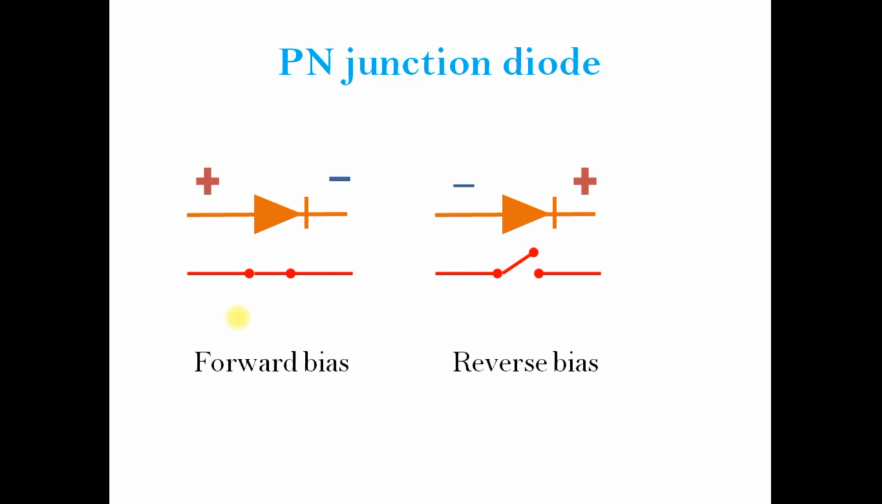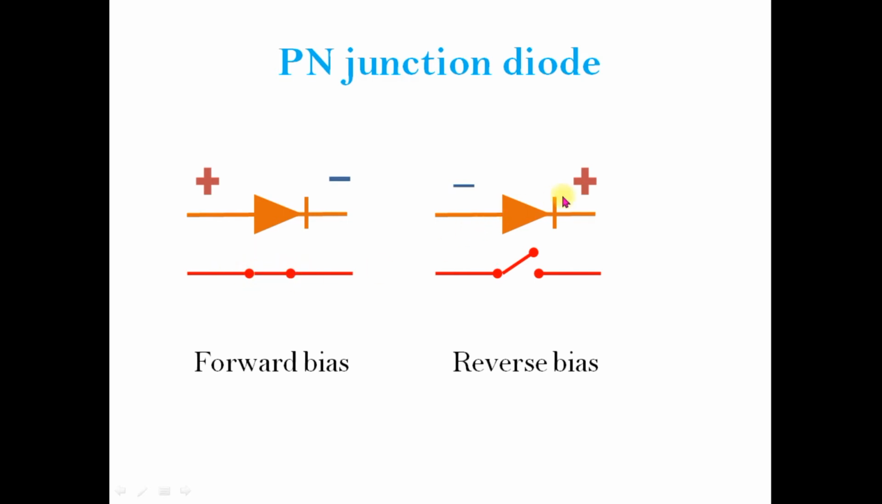Let us see the PN junction diode. This is the PN junction diode. These poles are positive and negative. When we give the voltage in the same direction, it is said to be in the forward bias and acts like a closed switch.